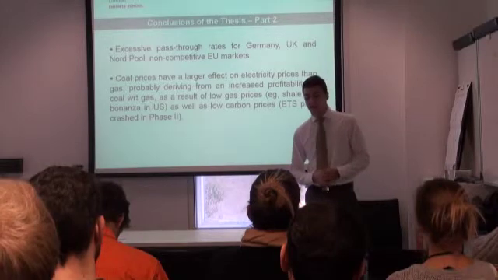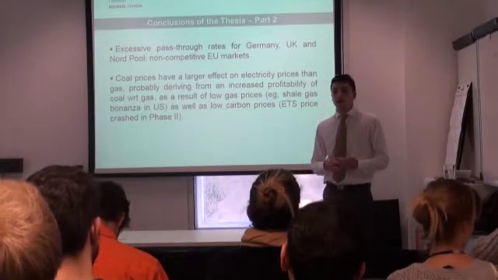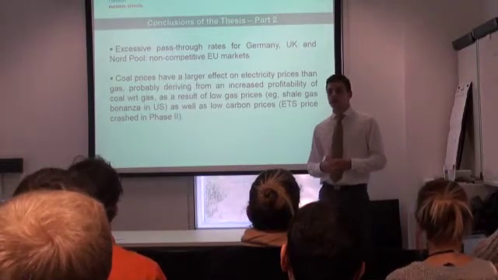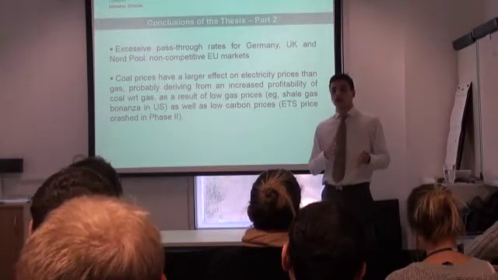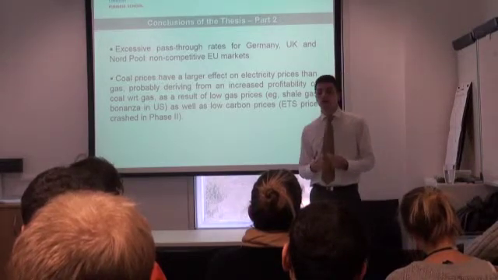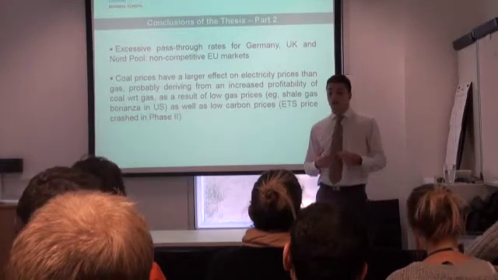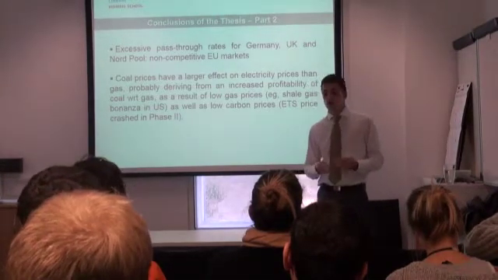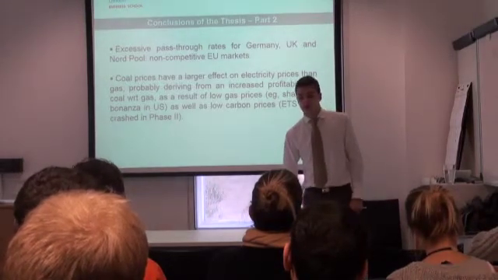So the second paper instead found that electricity markets are not very competitive by augmenting past models by including thermal efficiency and carbon intensity of the different generation units, and we found an excessive pass-through rate for Germany, the UK, and Nord Pool. We also find that coal prices have a larger effect on electricity prices compared to gas prices, and this derives probably from the increased profitability of European electricity generators in using coal with respect to gas, probably as a result of low gas and low carbon prices.